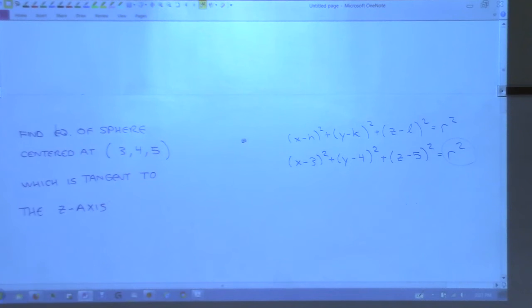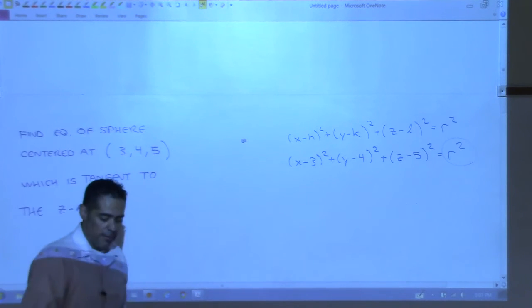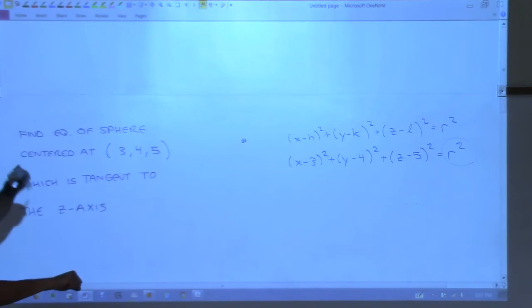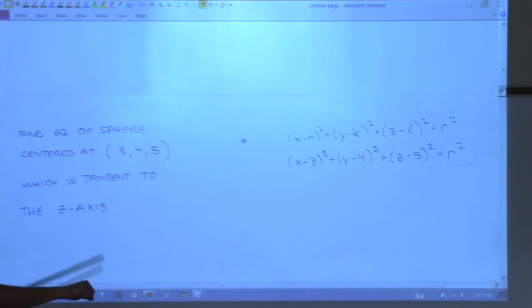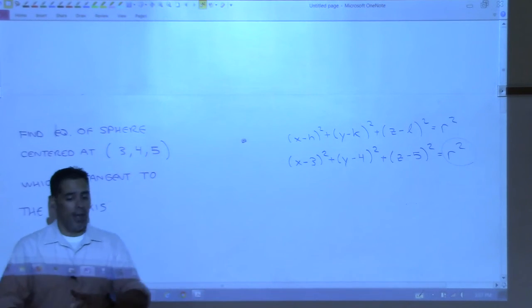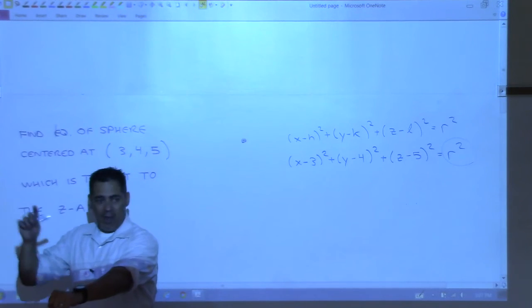So imagine we've got this sphere. I'm going to walk to its center. Ready? 1, 2, 3. This way. 1, 2, 3, 4. And then up 5. So here I am, that's the center of my sphere. My sphere is going around this. I need this sphere to be tangent to the z-axis. What do I mean by that? It means the outer surface of the sphere is just barely touching the z-axis, at one point.